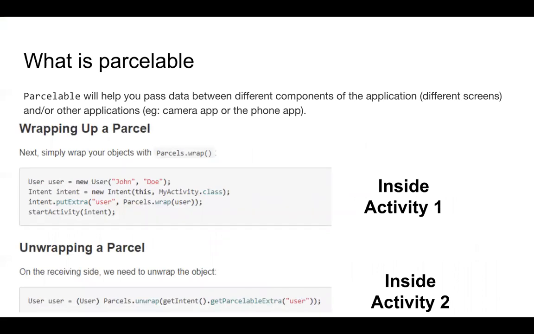So what is Parcelable? Parcelable will help you pass data between different components of your application, that is different screens, and or other applications. So if you need to open up some other app on your phone, like the camera or something, to send data between these different screens and different applications, Parcelable is pretty useful.